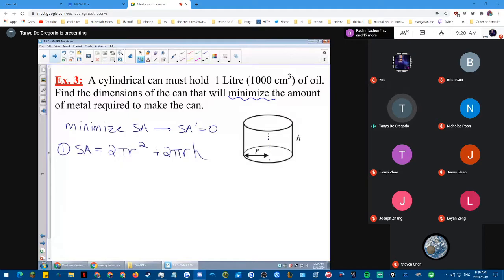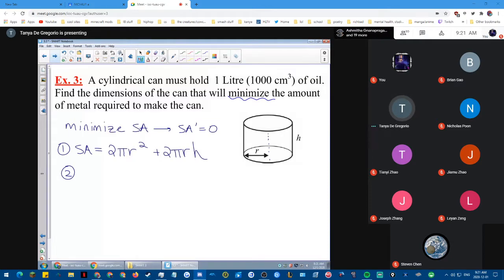Now I need to take the derivative. Can I take the derivative here? No, I have too many variables. So I need another formula. They give me another piece of information. What do they tell me? They tell us what the volume must be. They tell us that the volume of this can has to be 1 liter.